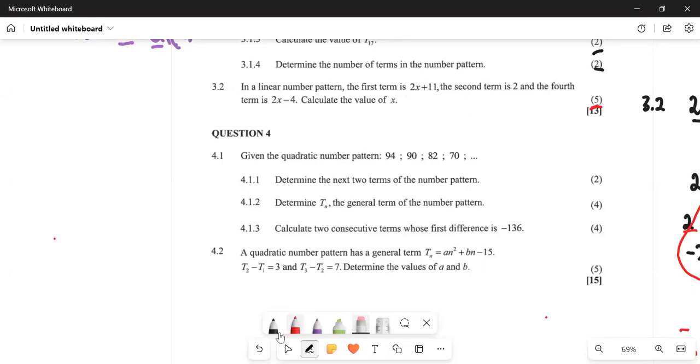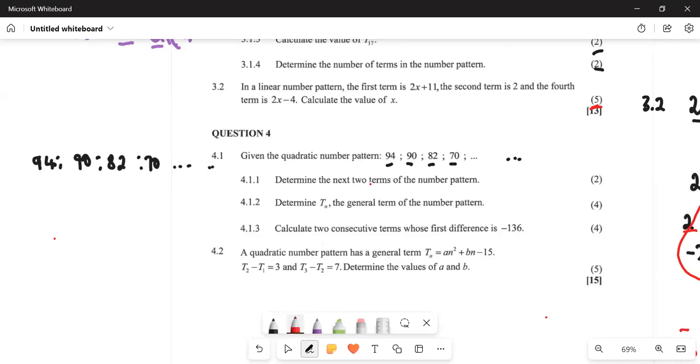Question 4. 4.1. Given the quadratic pattern 94, 90, 82, and 70, and then it is infinite. And then 4.1.1. We have to determine the next two terms of the number pattern.